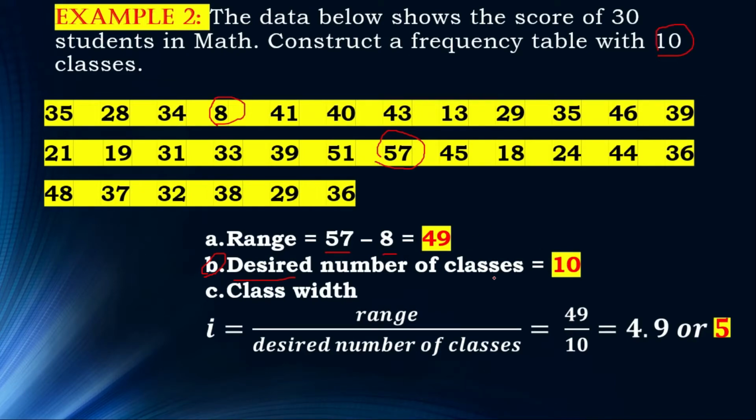And after we identify the two, the range and the desired number of classes, we get the class width of our intervals. Class width is the size of each class. Okay? So this is obtained by range divided by desired number of classes. So 49 divided by 10 is equal to 4.9. So we will use 5 as the class width.